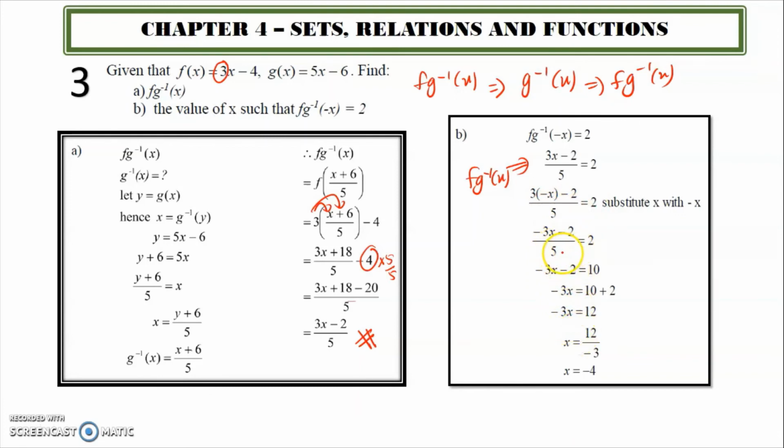So, kena pindah-pindahkan. 5 pindah sebelah kanan, so jadi darab. Pindah negatif 2 sebelah sana, jadi positif 2. Pindah negatif 3 sebelah kanan, jadi bahagi negatif 3. So, dapatlah jawapan dia. X sama dengan negatif 4.